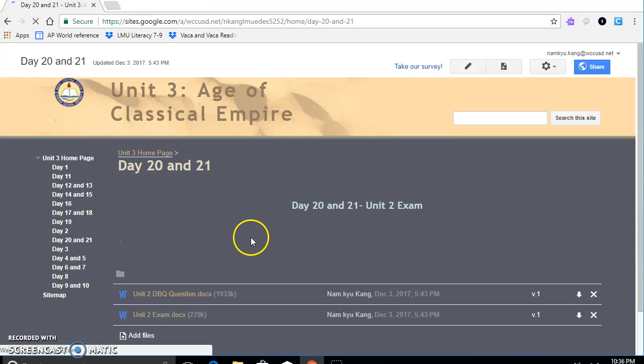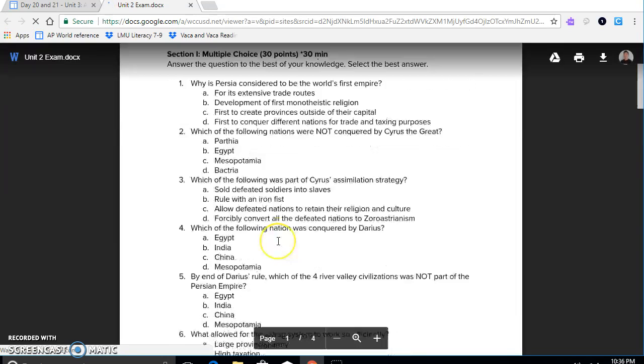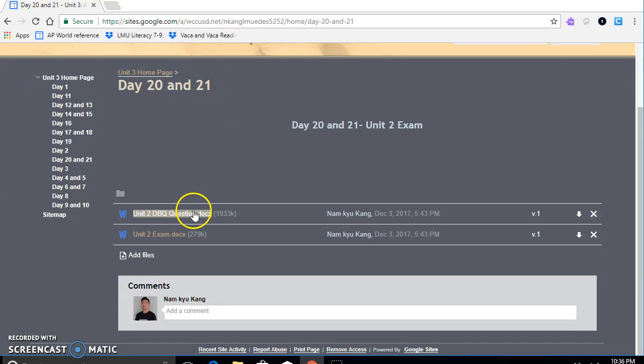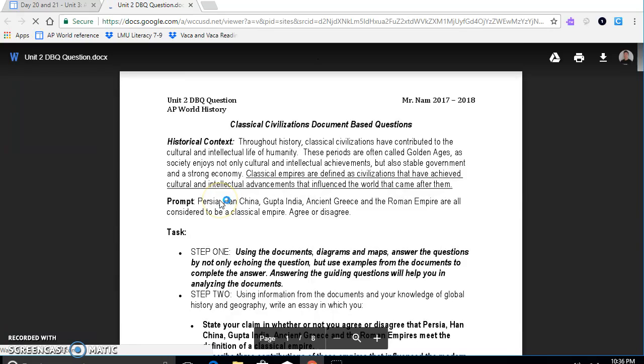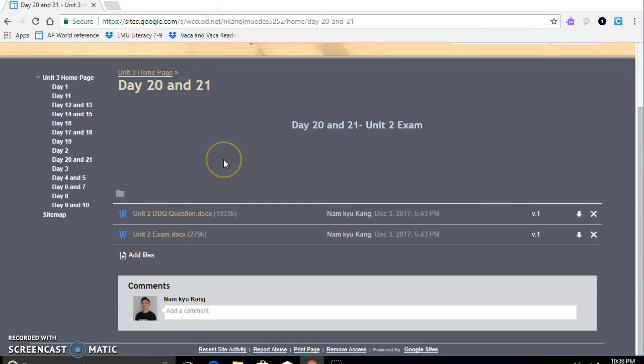Days 20 and 21 will be my Unit 2 exam. My Unit 2 focused on negative questions, so my students learn how to translate negative questions into positive questions, and they'll also be presenting with the Unit 2 DBQ. The breakdown of my unit exams is 30 minutes for multiple choice and 60 minutes for the DBQ, so it mirrors that of the AP exam.